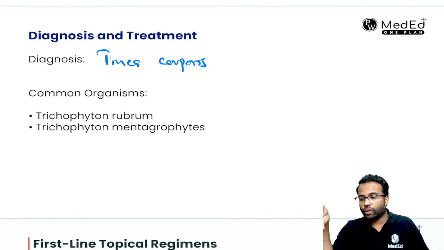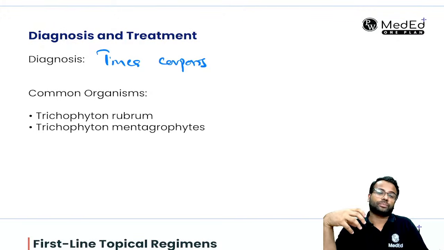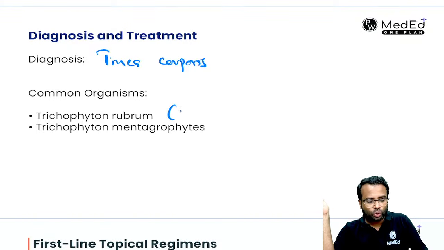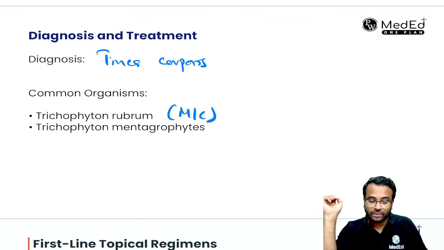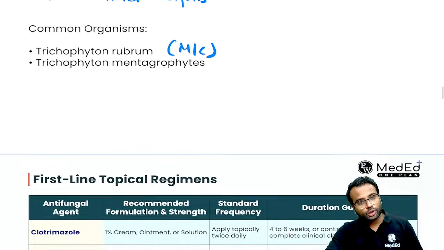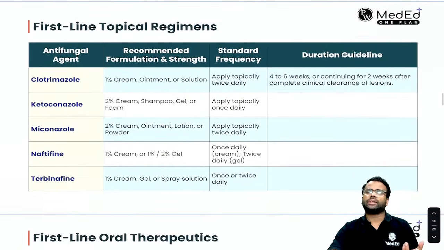तो tinea corporis में जो usual जो organisms हैं, it can be a Trichophyton rubrum. ये जो rubrum है, this is going to be the most common, or it can be also caused by Trichophyton mentagrophytes. Okay, all these things are the common causative organisms which can cause a tinea corporis.